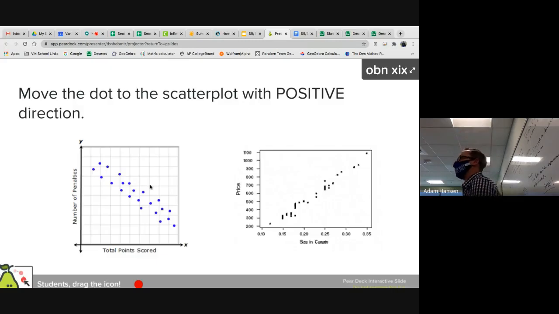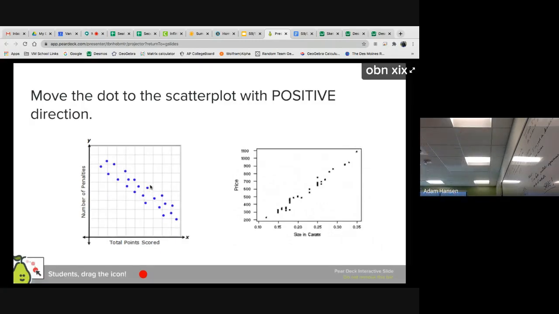Move the dot to the scatter plot with a positive direction. There's two scatter plots. One is plotting penalties versus points in a game. The other is plotting the price of an engagement ring versus the size of the stone, the size of the diamond in carats. Which scatter plot has a positive direction? Which scatter plot is directly related for the two variables? Take the little dot, move it to which one you think.